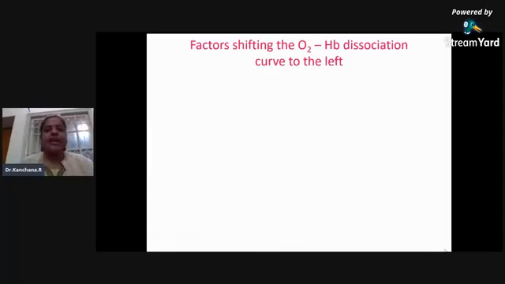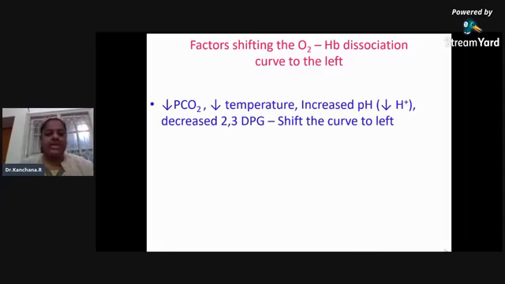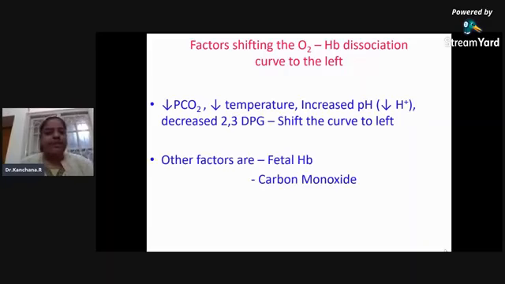Now, factors shifting the curve to the left: decreased PCO2, decreased temperature, increased pH or decreased H plus ions, and decreased 2,3-DPG all shift the curve to the left. Now, there are two other factors which shift the curve to the left, that is, fetal hemoglobin and carbon monoxide. Carbon monoxide, I already told you, carbon monoxide poisoning, and fetal hemoglobin shift the curve to the left.